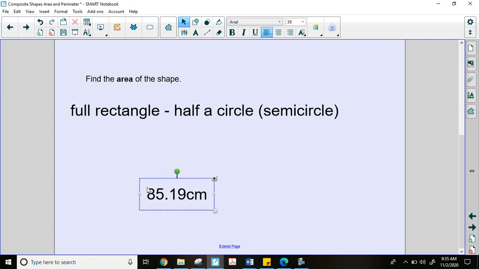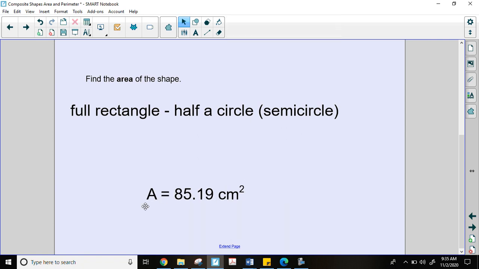And for these questions, our units are going to be squared because we're finding area, we're dealing with squared units. Perimeter not squared, area is squared. So see if you can get to that answer by doing this calculation.